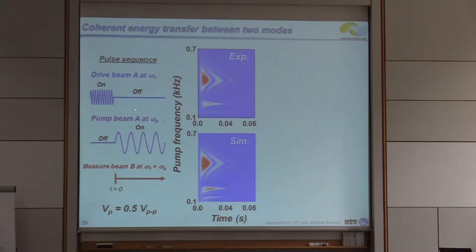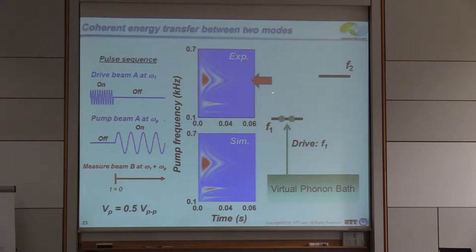So this is the experiment. We first excite beam A, then apply a parametric pump at the frequency difference, and measure the vibration of mode B. This is experiment and simulation, perfect agreement again. And you see the oscillating vibrations for beam A, which means that starting from the phonon in mode 1 and applying a pump at the frequency difference, you have oscillations in the phonon populations as we expected. But if you look at the detail, you can also see similar behavior here and here.